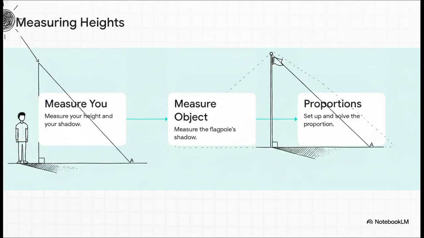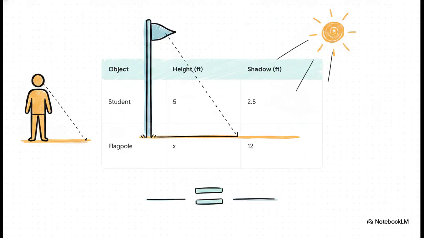So, step 1, you just measure your own height, your altitude, and your shadow on the ground. Step 2, measure the length of the flagpole's shadow along the ground. And step 3, set up your proportion. Let's throw some actual numbers at this. Let's say you are exactly 5 feet tall, and you measure your shadow on the pavement, and it's 2.5 feet long. You then walk over to the flagpole and measure its shadow, which comes out to 12 feet long.